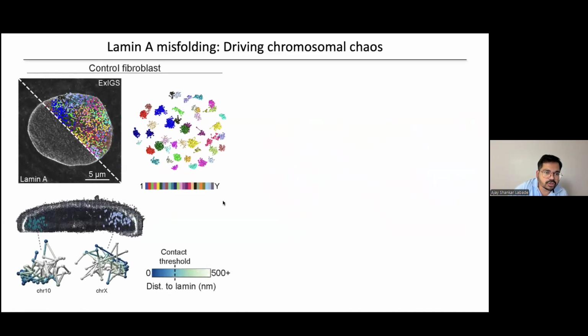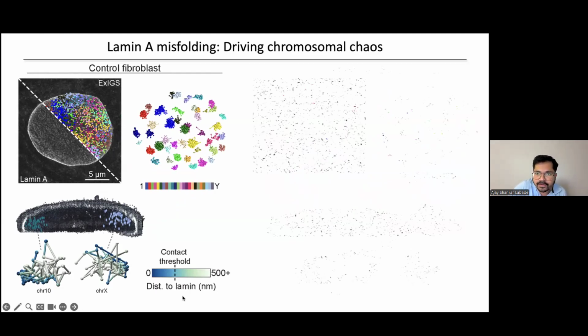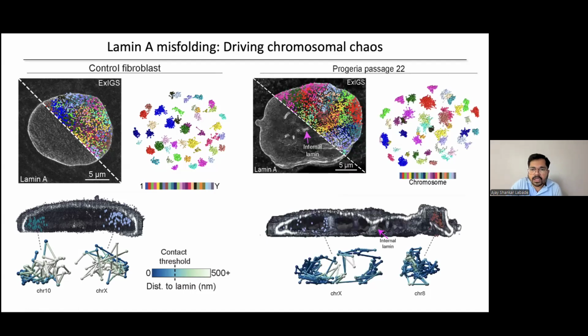So this is a control fibroblast cell, and you can see here the chromosome is kind of intact. It has its own territory. On the bottom, you're seeing a 3D look of the chromosome, and the line here depicts the cross section. And you can see these two chromosomes, chromosome 10 and chromosome X, are nicely situated at the periphery in their own zone.